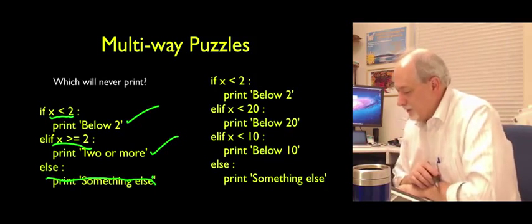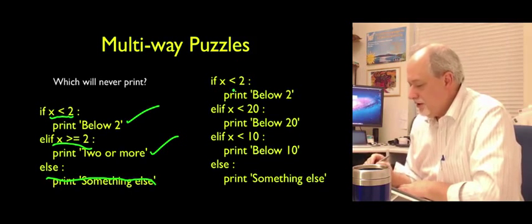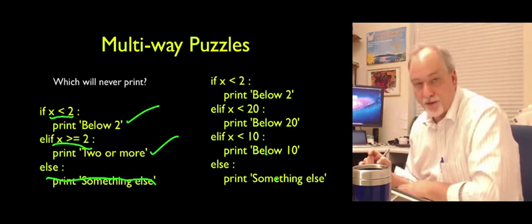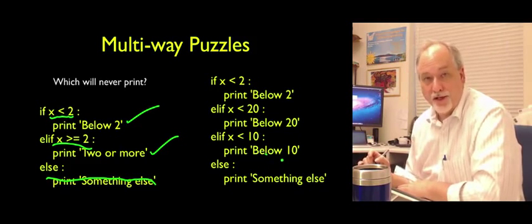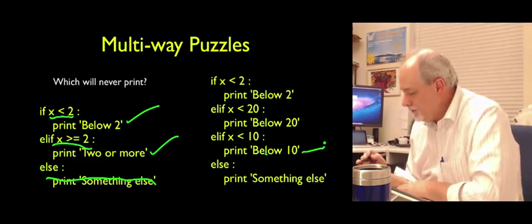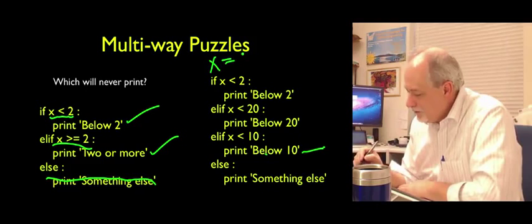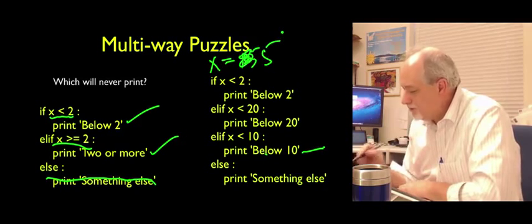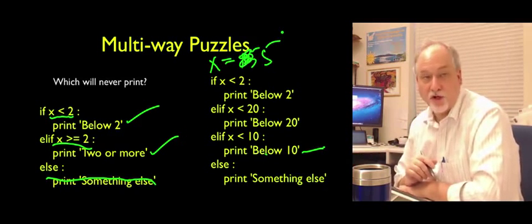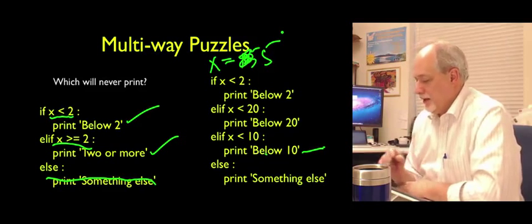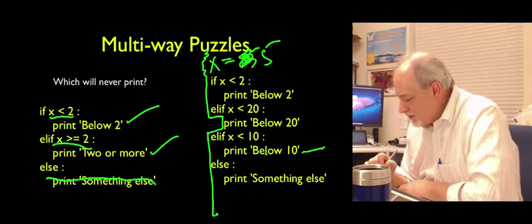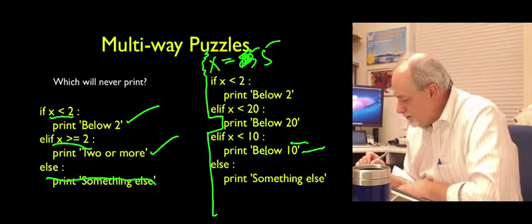Okay, so let's take a look at the next one. Okay? So the question is, is x less than 2? Do this. If x is less than 20, do that. And if x is less than 10, do this. And otherwise, do that. Well, the one that will never execute is this one. X equals 5 is the one that will sort of cause it to behave badly. And so, if x is 5, this is false. If x is less than 20, this is true. And then it's done. So the problem is, this is the one that will never execute.